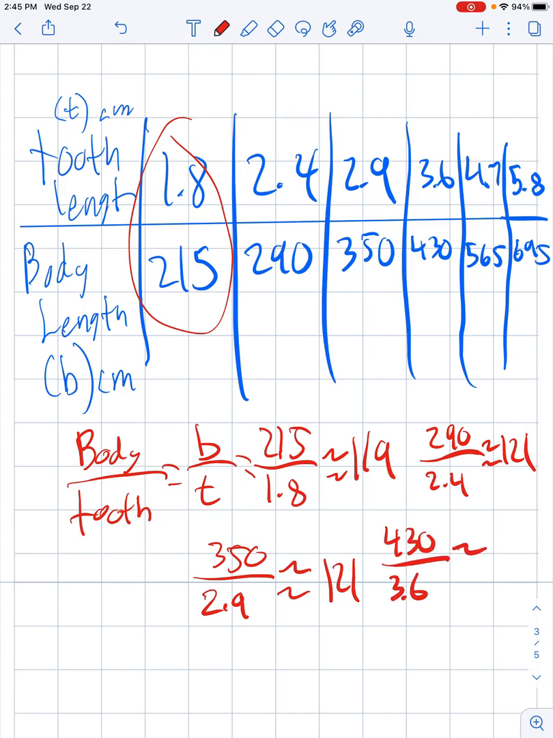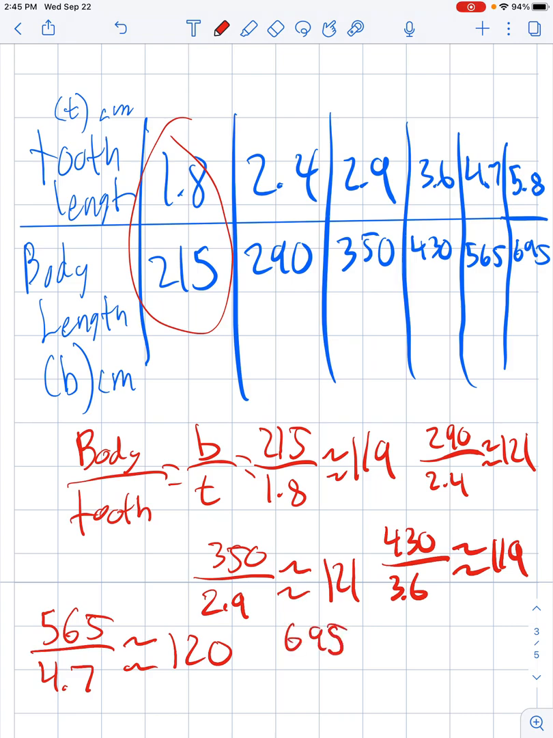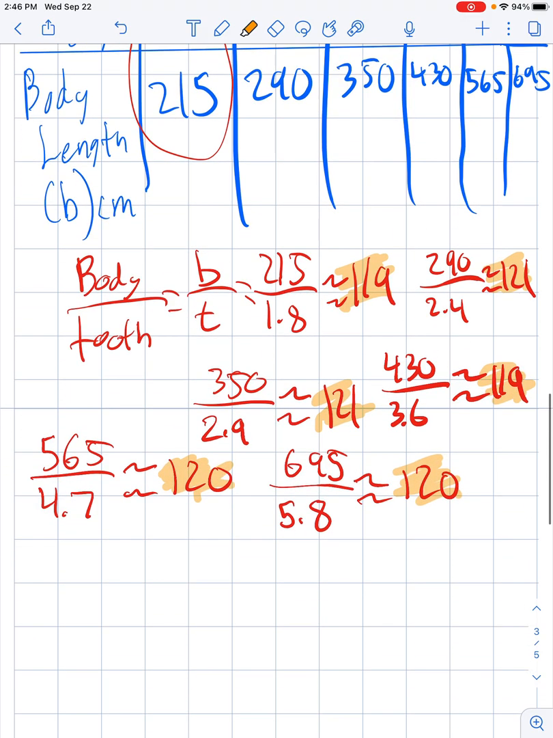430 over 3.6, approximately 119. And then I've got 565 divided by 4.7, approximately 120. And my last one is 695 over 5.8, which is approximately 120. So if I look at my answers, okay, 119, 121, 121, 119, 120, 120, they're not exactly the same, but they are approximately equal. We're all kind of centering around this 120 number.